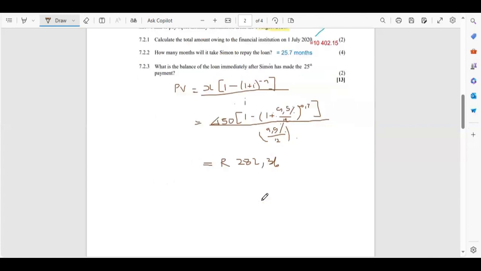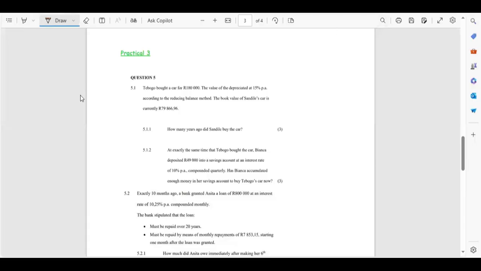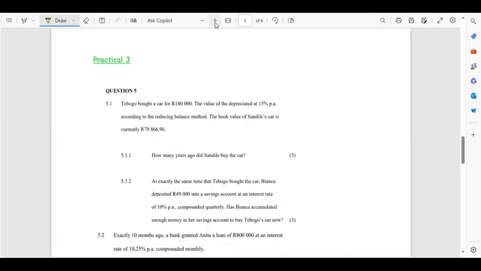Okay, now let's look into the last practical, which is practical 3. Proceeding, starting off with 5.1. They say Table bought a car. Let me just zoom this in. Table bought a car for 180,000. This is how much he bought the car for. The value depreciated at 15% per annum according to the reducing balance method. They say the book value of Sandile's car is currently 79,886. Now the question says, how many years ago did Sandile buy the car?